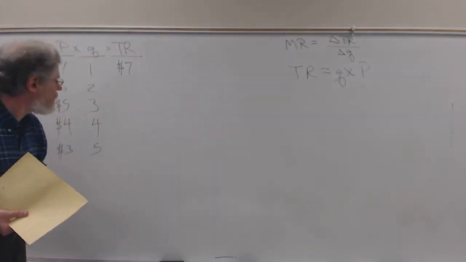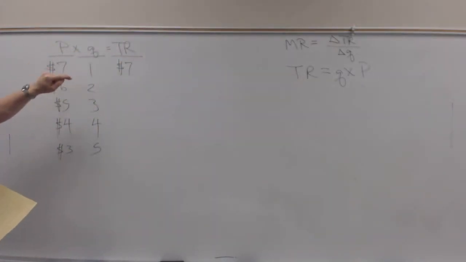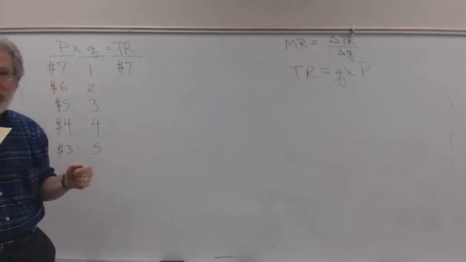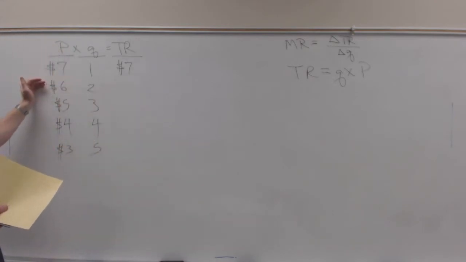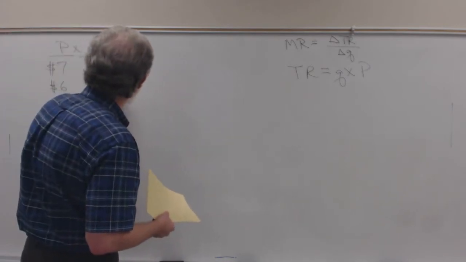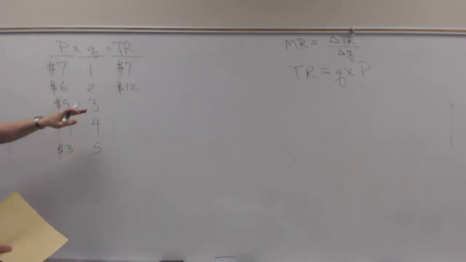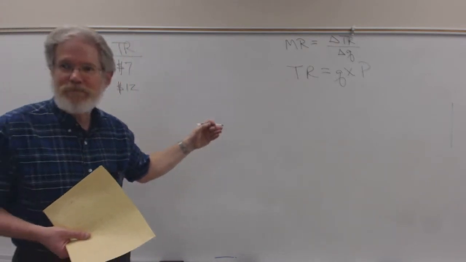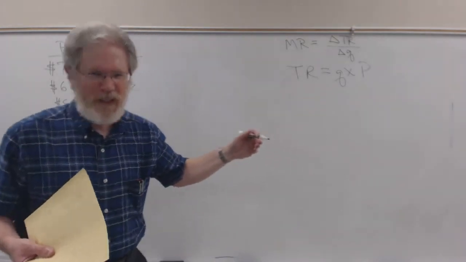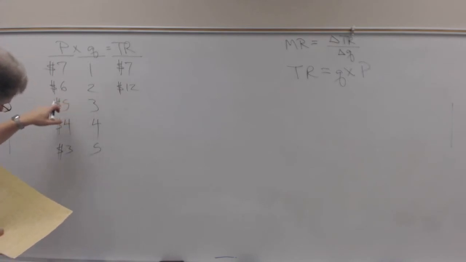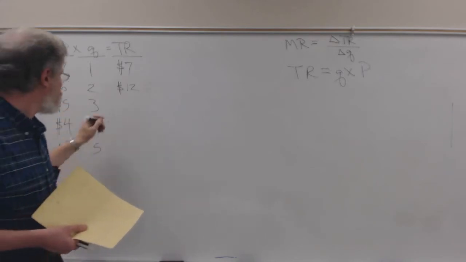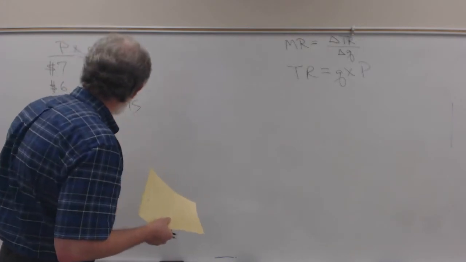Okay? So if the firm wants to sell the second unit, that means he has to lower his price on all of the units to $6. So if he charges $6 per unit and sells 2, his total revenue is $12. If he wants to sell 3, what does he have to do? Got to cut his price to 5. And if he sells at a price of $5 per unit and sells 3 units, he gets $15 in total.